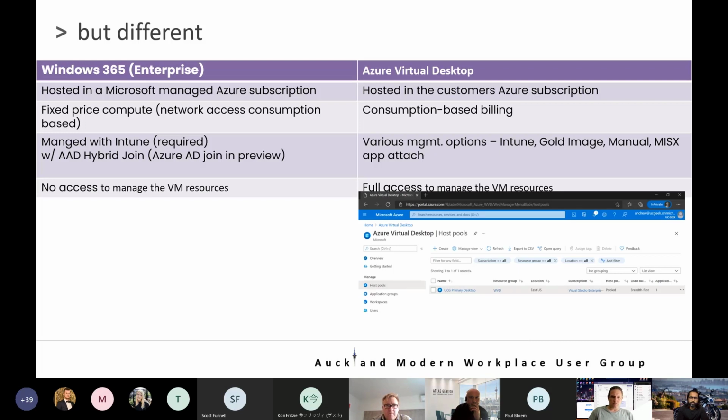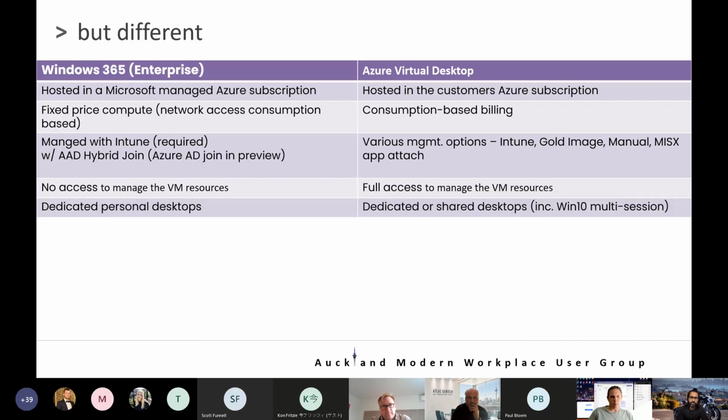So Windows 365, no access to the VM resources, as I've mentioned, right? Versus Azure Virtual Desktop, you have full access. So you will see your host pools, as I said, you'll see your VMs, you'll see your network connections, you'll see all of that stuff inside your Azure tenancy, basically. So something to be aware of.